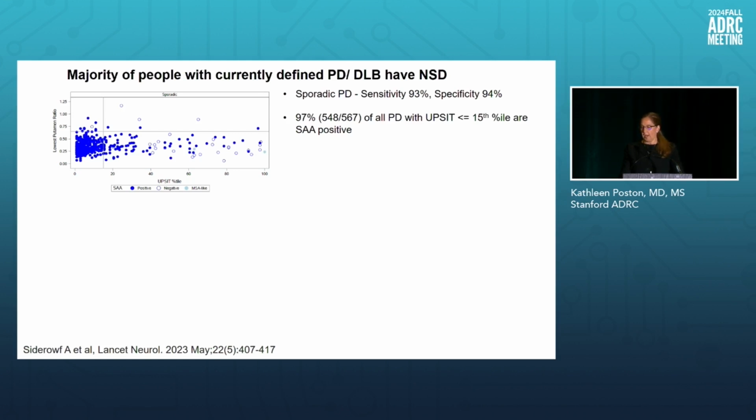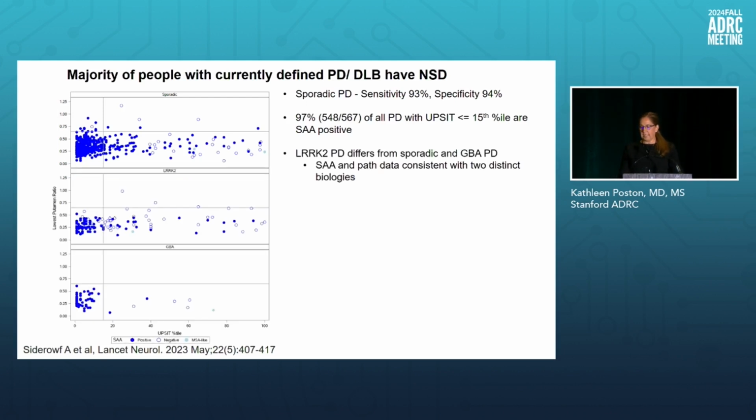On the x-axis is their smell test using this University of Pennsylvania smell identification test. To the left of the vertical is an abnormal smell, and the closed circles are the people who had a positive CSF SAA, and the open circles are the people who had a negative or not detected SAA, and we're currently looking into that group of individuals right now.